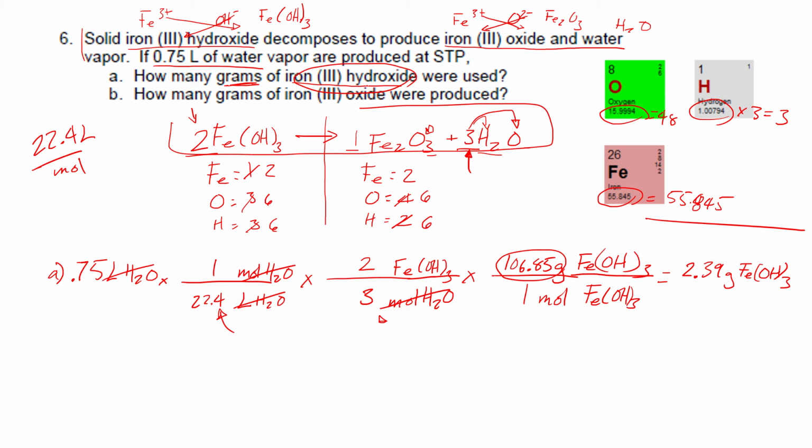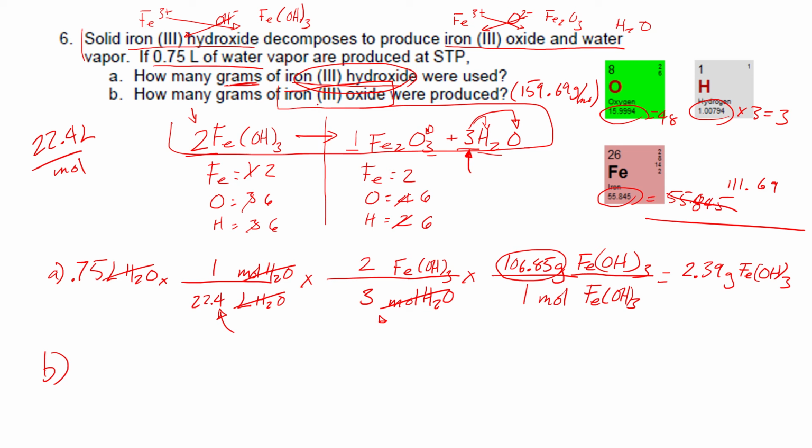Good. Let's try that again, but this time we're going to do iron 3 oxide instead. So let's find the molar mass of iron 3 oxide. Iron 3 oxide is Fe2O3, so there are 2 of these. 55.845 times 2, so there is 111.69 here, and there are 3 oxygens, so 16 times 3 is 48 again. So 48 plus 111.69, that's 159.69. So for this thing, it's 159.69 grams per mole.